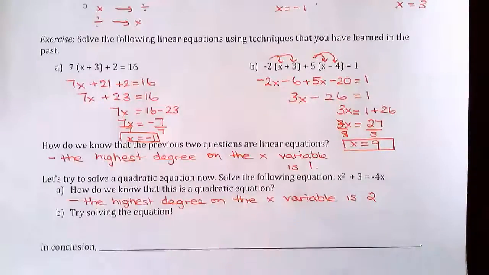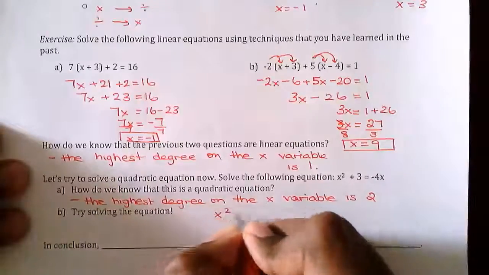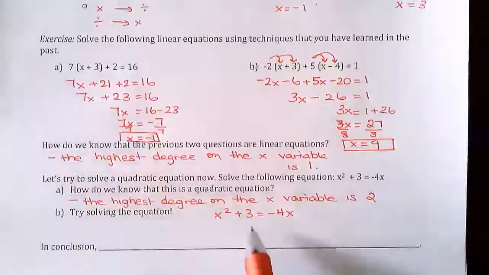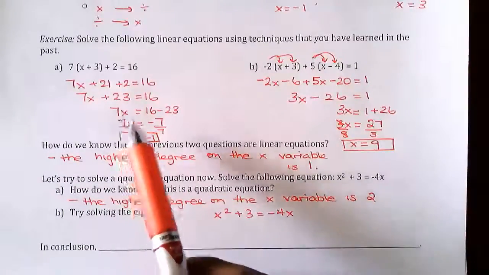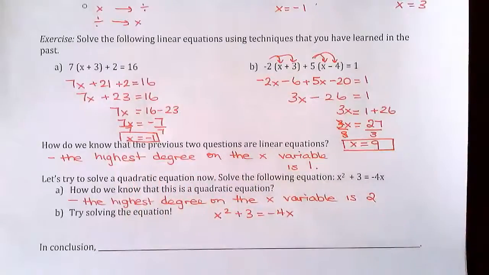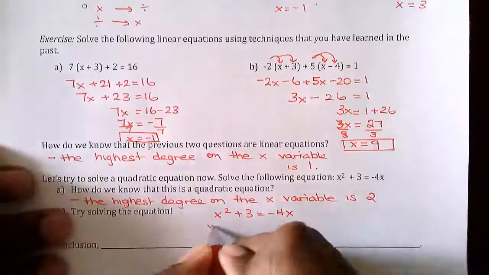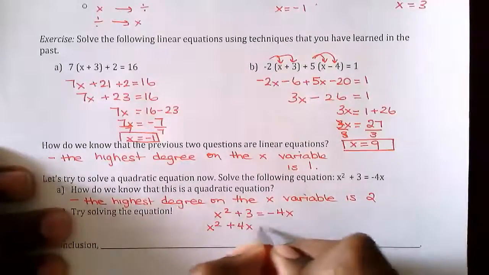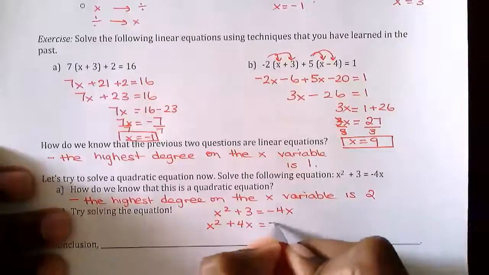So let's try solving this question. So we have x squared plus 3 is equal to negative 4x. Now, if we try to solve it like we did with linear equations, we would bring everything with an x to one side and bring all the numbers to the other side. So let's try that first. I have x squared. I'm going to bring this to the other side, so it'll be plus 4x. And I'm going to bring this to the other side, so negative 3.